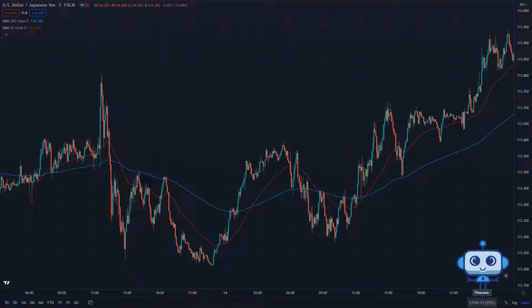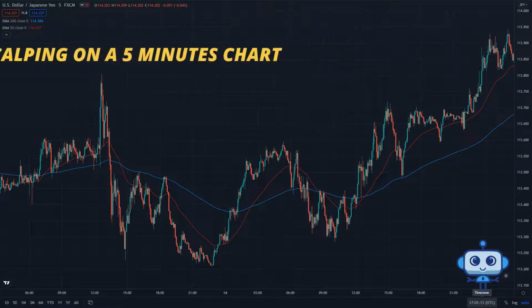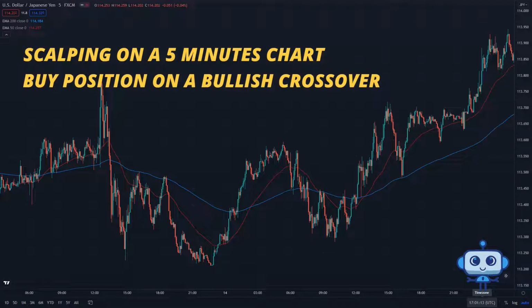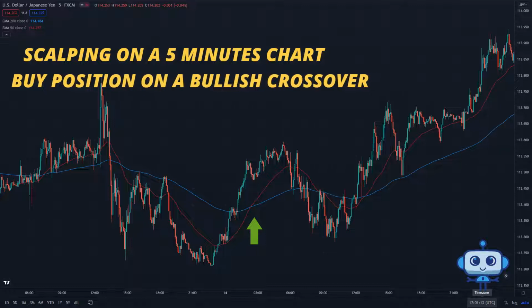Now, based on our moving average strategy, we will use a 5 minutes candlestick chart and take a buy position when the moving averages produce a bullish crossover. Meaning, when the short period moving average crosses above the longer period moving average. The stop loss in this trade will be just below the 200 period moving average, while the take profit will be double the size of your stop loss.